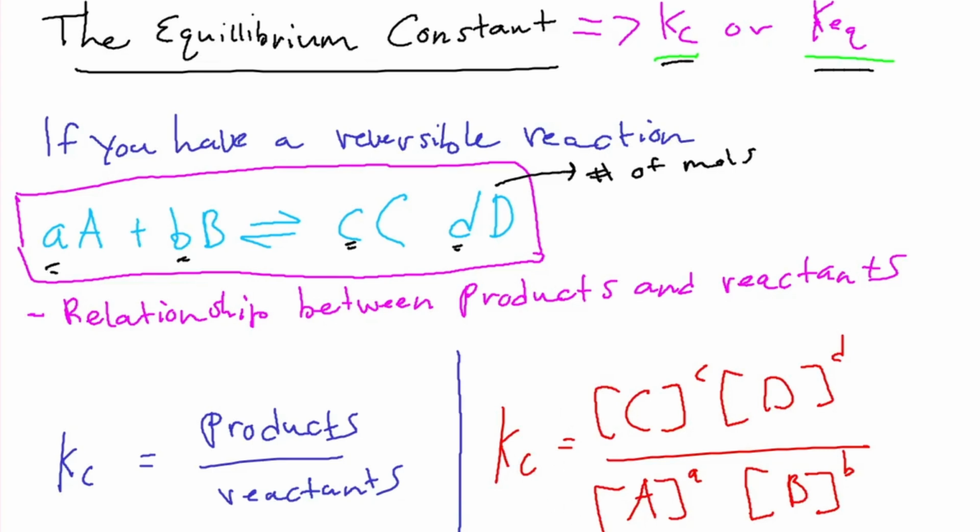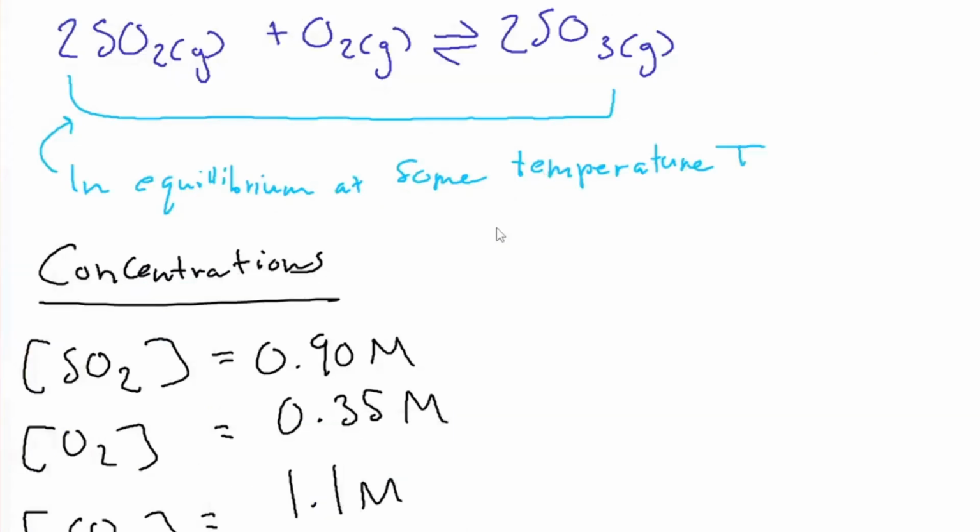All right. So let's look at a problem. For our first problem here, we're given a reaction in equilibrium at some temperature T, right? So we know this is reversible. We can see this over here, so we're cool. And it's asking us to find what our equilibrium constant is. So let's get to it.